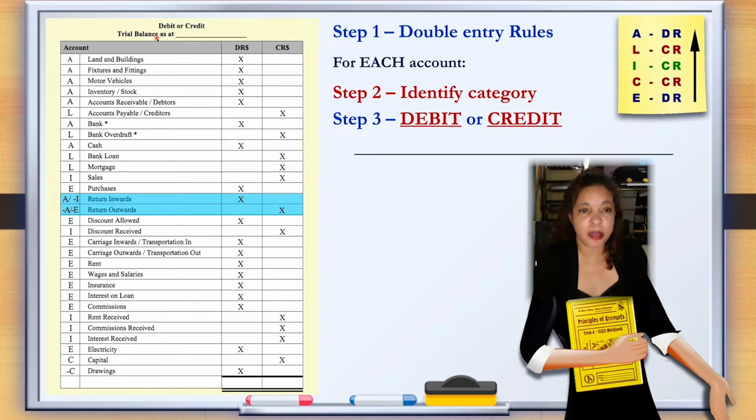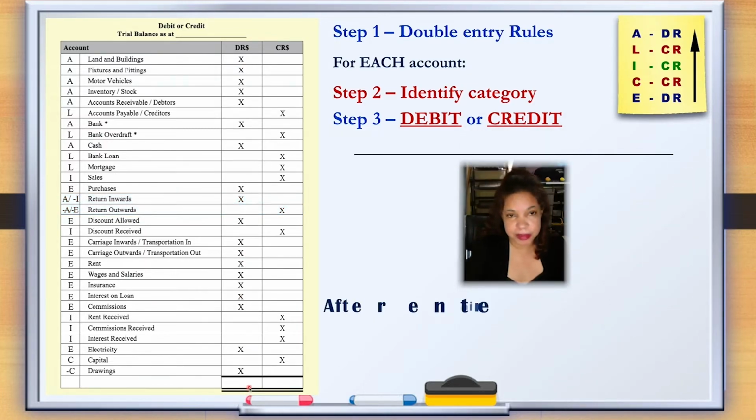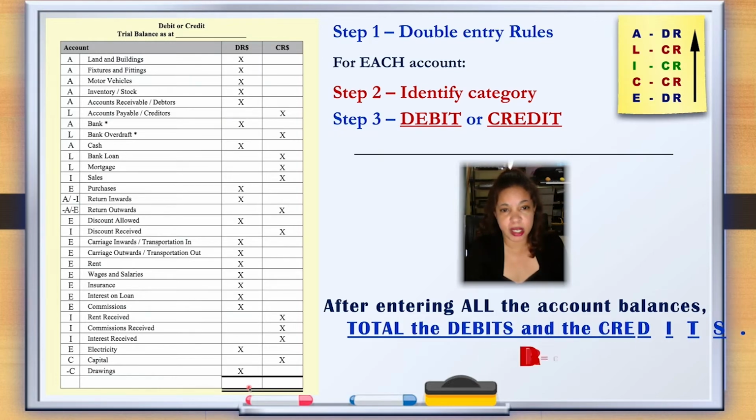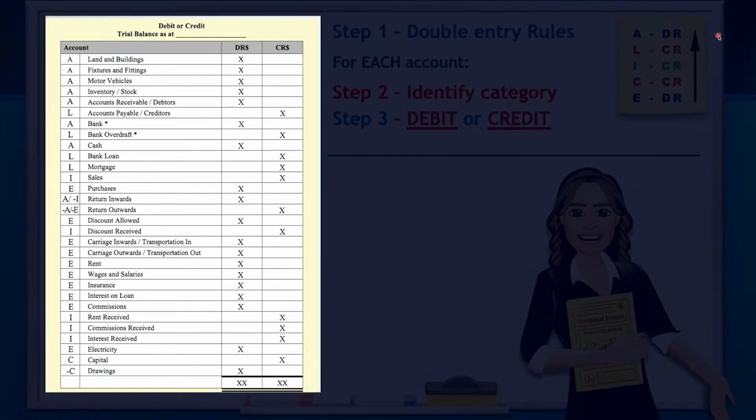You now have to add up all of your debits and see what answer you get. So after entering all the account balances, steps 2 and 3, you're going to add up your debits, get a total, add up your credits, get a total, and the totals should be equal for the trial balance to balance. So just going through that again, this is your answer. You can take a look at it and make sure that you're seeing it. That's it.